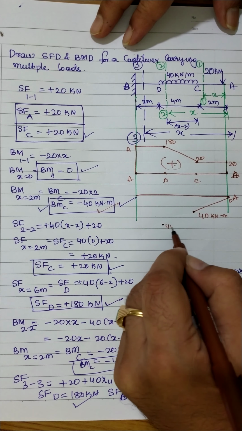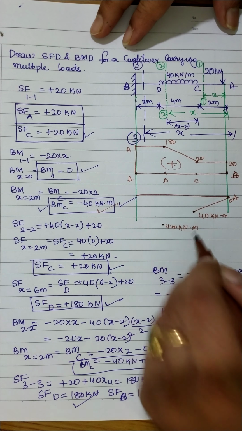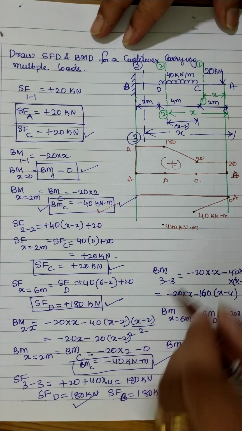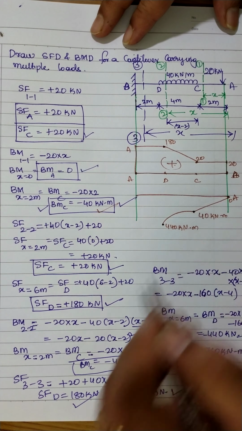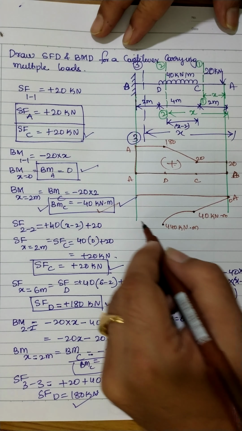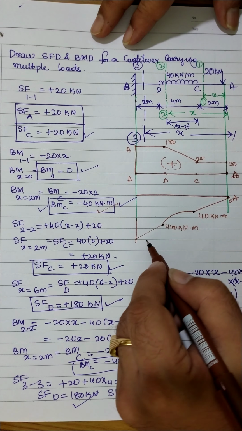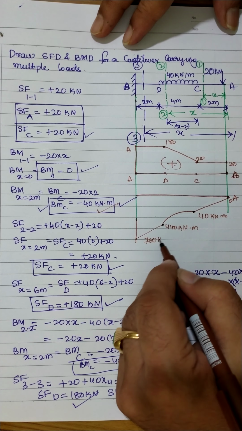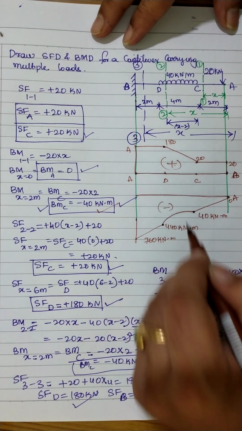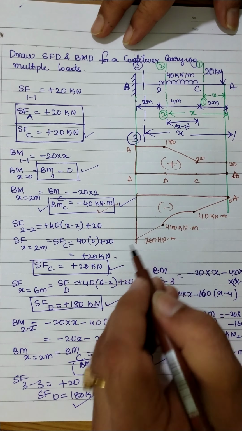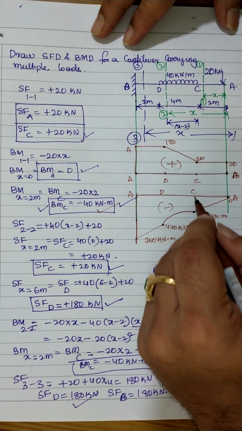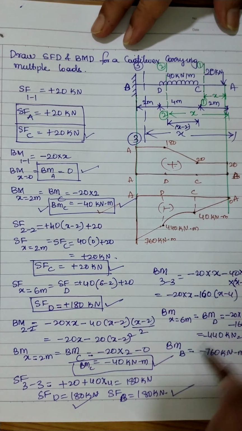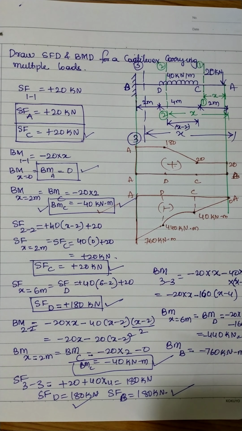Next, bending moment at point D is equal to 440 kilonewton meter, and the equation is a square, so you'll get a parabolic curve over here. And for the remaining part, it will be a straight line. We got this one as 760 kilonewton meter. So this is a negative value. At points A, C, D, we got different values. So that's it. Thank you. This is how we draw the shear force and bending moment diagram.